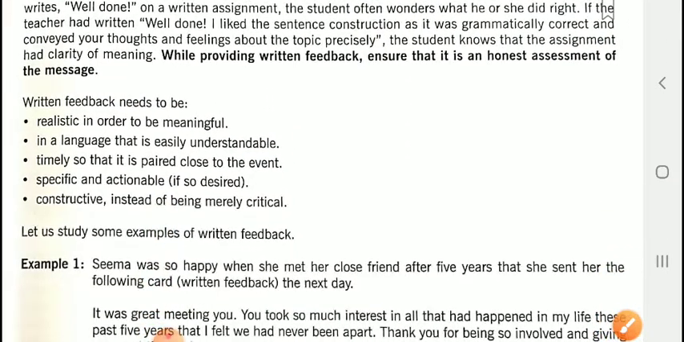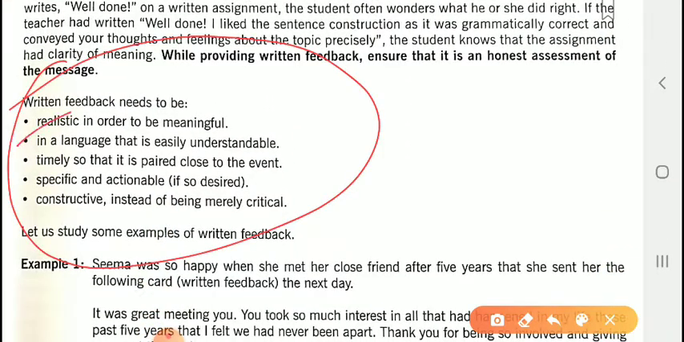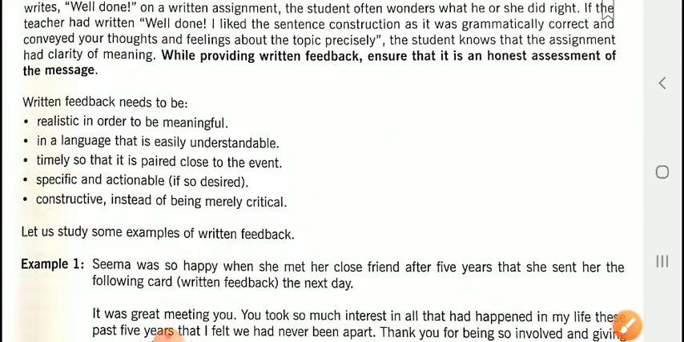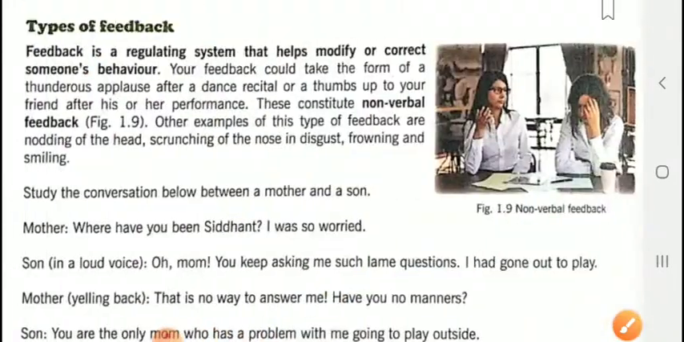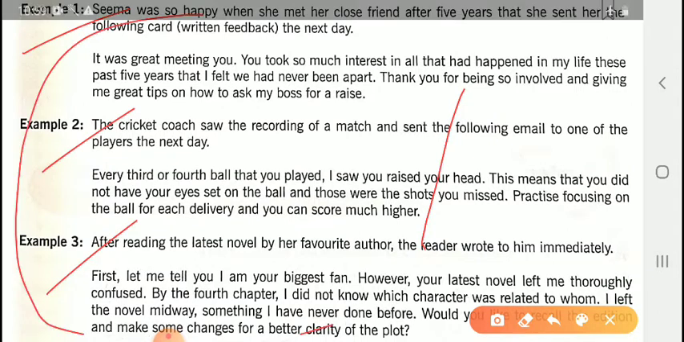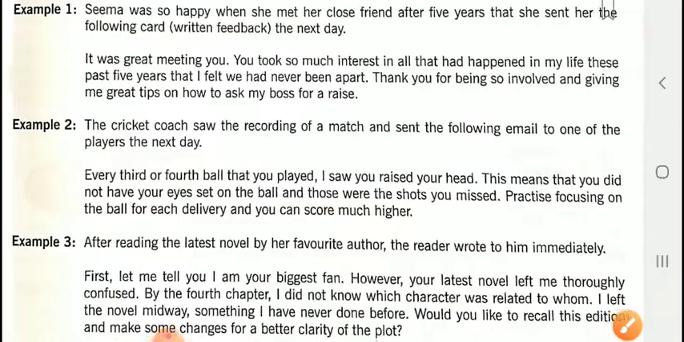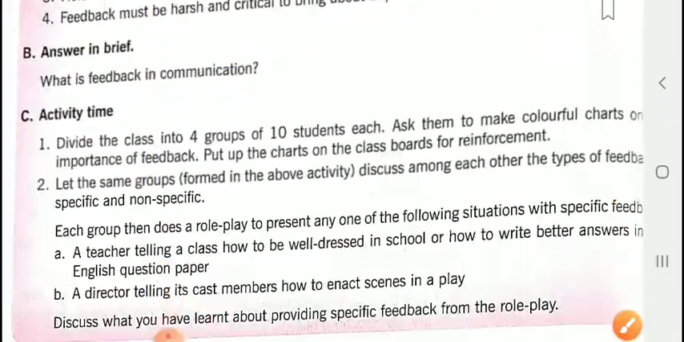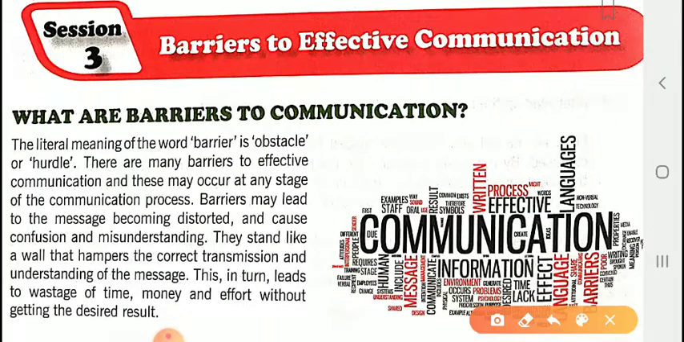Next thing is written feedback. These are the key features: realistic in order to be meaningful; second, in a language that is easily understandable; third, timely, so that it is close to the event; next, specific and actionable; and last, constructive instead of being merely critical. These are what written feedback needs to be like. Some examples are given: example 1, example 2, example 3. Go through those examples and understand them. If you have any points or problems, you are free to ask me questions. Okay, you can ask me.